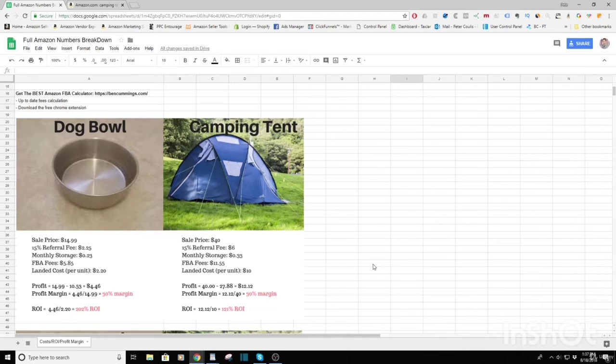The 15% referral fee, that is Amazon's cut. No matter what product you sell on Amazon FBA, they take a 15% referral fee. That's just how it is. That's their cut. Monthly storage is a few cents per month per unit. FBA fees. Now, what is FBA fees? FBA fees are the costs that Amazon charges you for them to ship your item, pick it, pack it up, and ship it to your customer once they buy it.